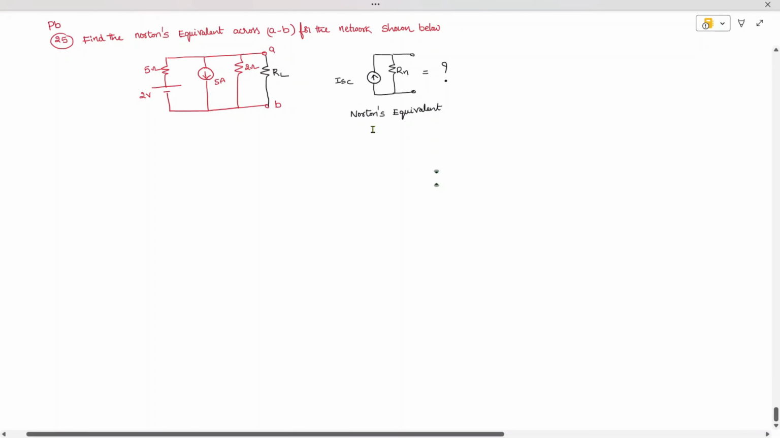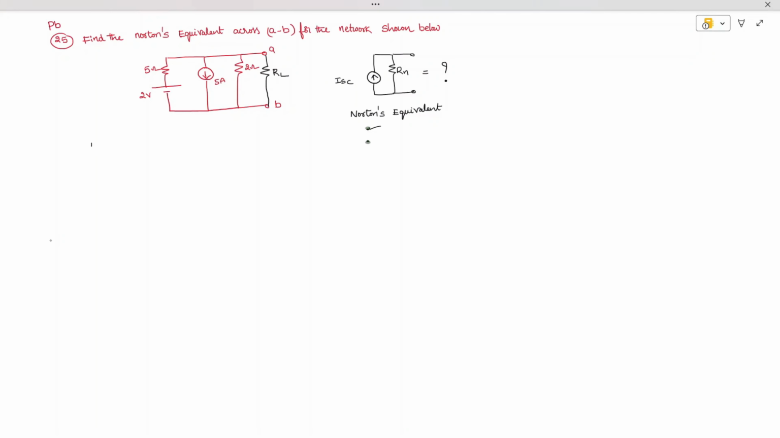Today we are going to solve problem number 25. Find the Norton's equivalent across AB for the network shown below. So this is what we need to find out. Let us see the procedure of finding out this resistance value. See here, the load resistor is given.